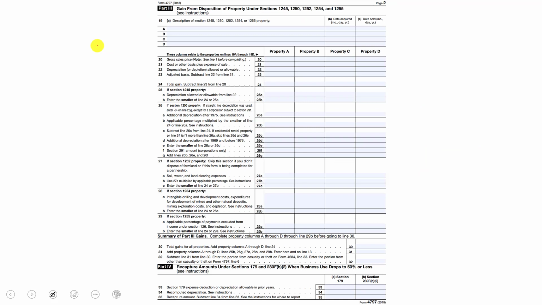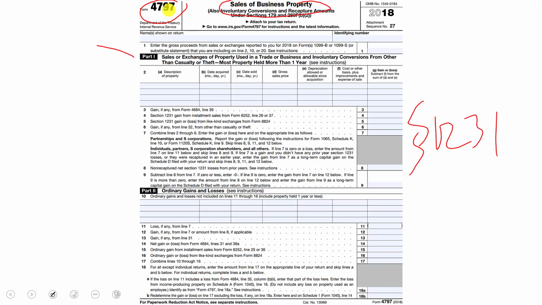But if you look at the first word here for Part 3, it says gain on the disposition. So if you have a loss, it's not reported here. Loss transactions are reported over here in Part 1. Also, if you have an accident or involuntary conversion, maybe it's going to be reported here, but we'll see another form where possibly it needs to be reported.